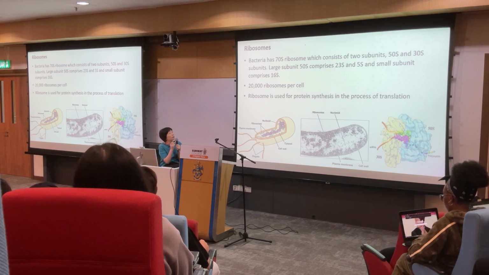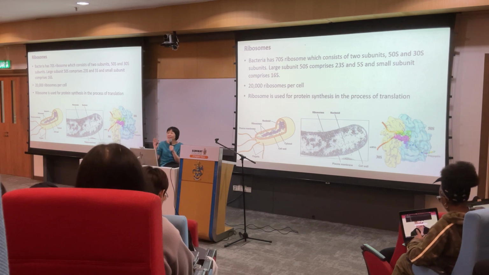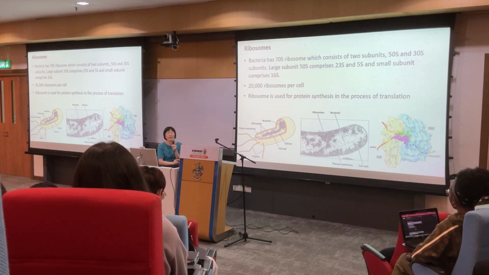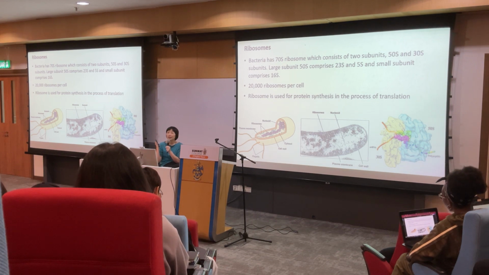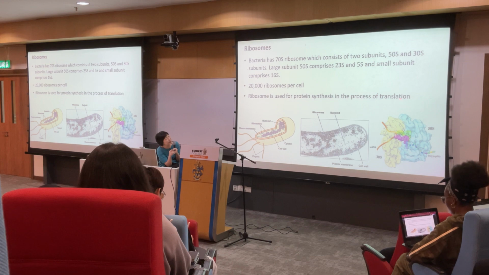Our ribosome is not 70S. Our ribosome is 80S, if I'm correct. Our 80S ribosome breaks down into 60S and 40S, big and small. You see the ribosome structure, right? Big and small. So we have a different kind of ribosome from the bacteria. That's why the antibiotic can target the bacterial ribosome, destroy it and stop translation, but not in human cells. There are about 20,000 ribosomes per cell, used for protein synthesis and translation. I don't think I need to explain what translation is; I think you should know.